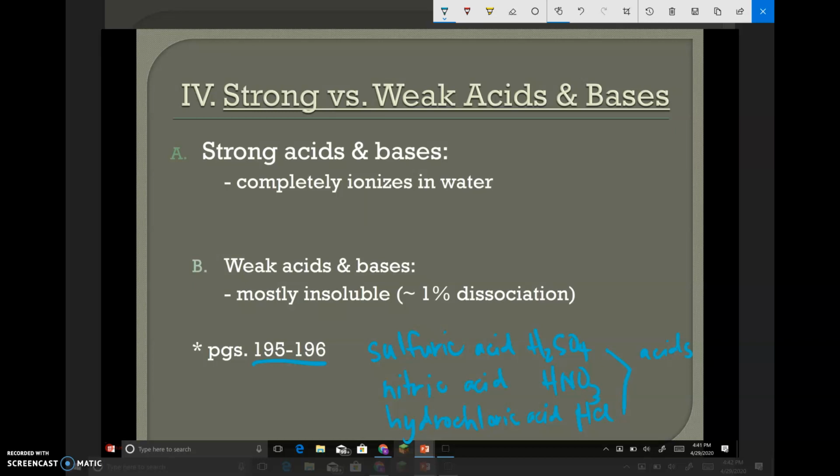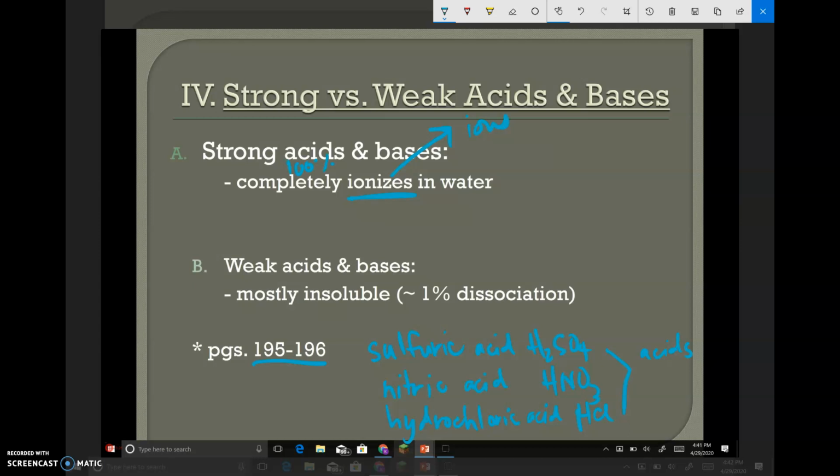Okay, let's talk about what makes an acid or a base strong or weak. So if we have a strong acid or base, it completely ionizes. So remember that word ionize. It means that it's going to break apart into ions. So completely means 100% broken apart.